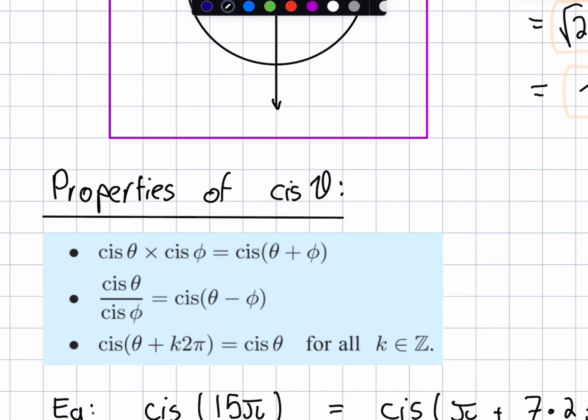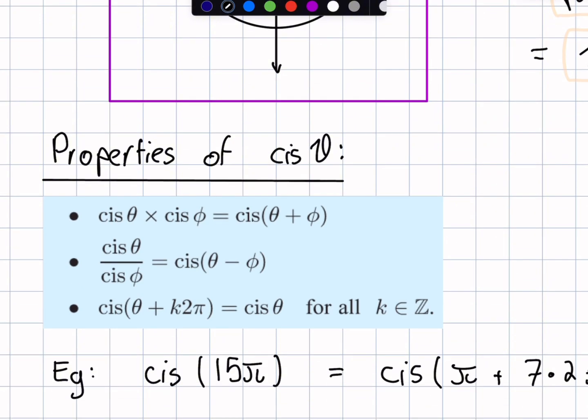When you multiply two cis numbers, the angles will add up. If you divide them, they will subtract. And cis theta plus k2 pi and cis theta plus 2 pi will repeat infinitely, as 2 pi is a full rotation of cis and will end up on the same point.